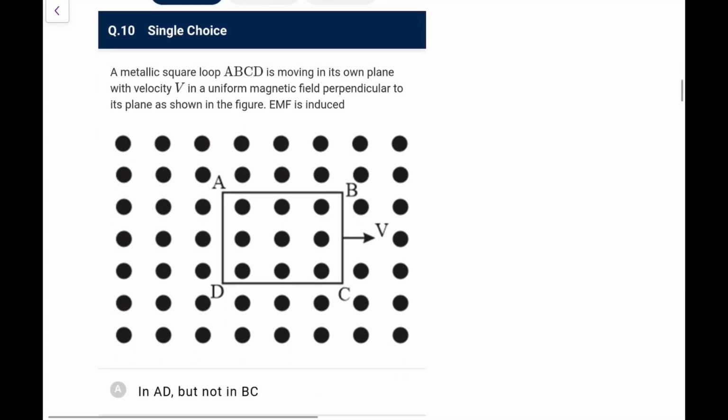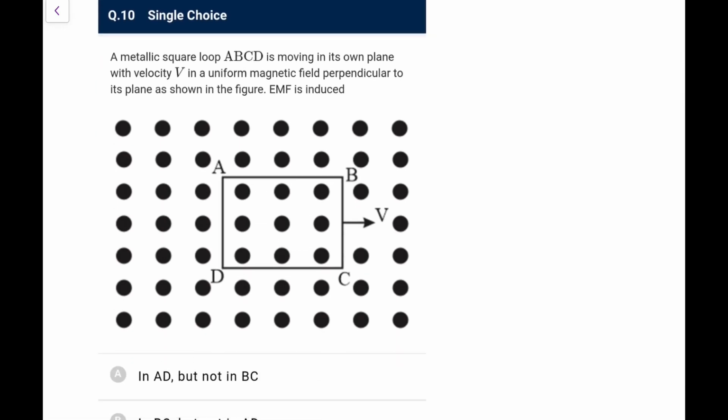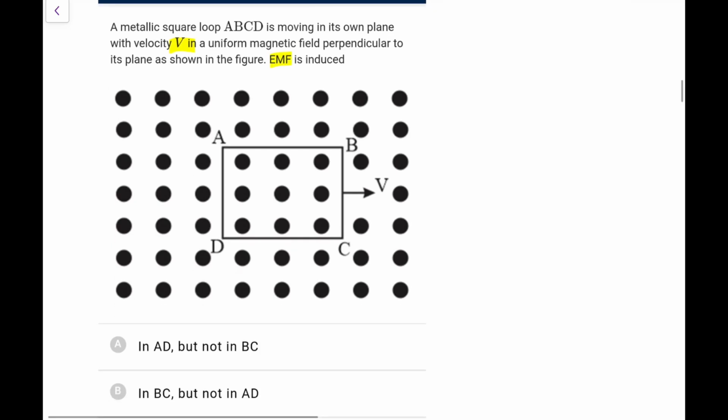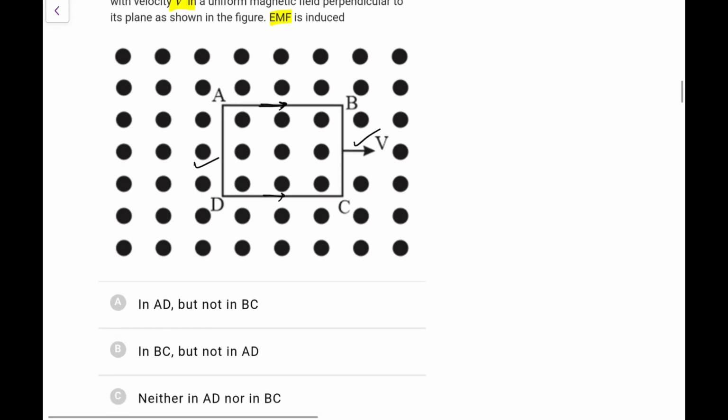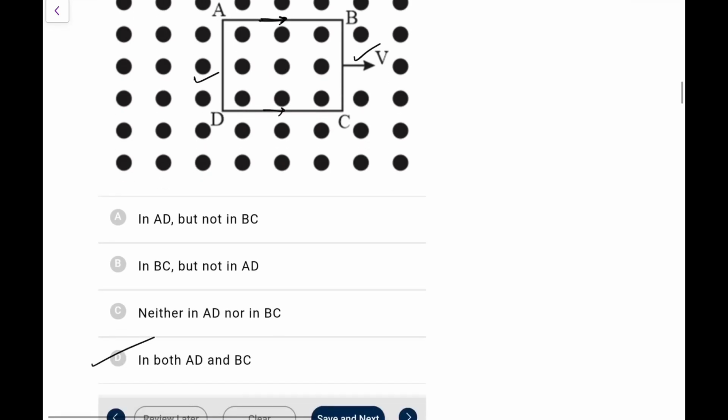Metallic square loop ABCD moving in its own plane with velocity v in a uniform magnetic field normal to its plane, EMF is induced. We know it will be induced in BC and in AD, not in the other two sides, because there v and this L are parallel to each other. So in AD and BC the EMF will be induced.